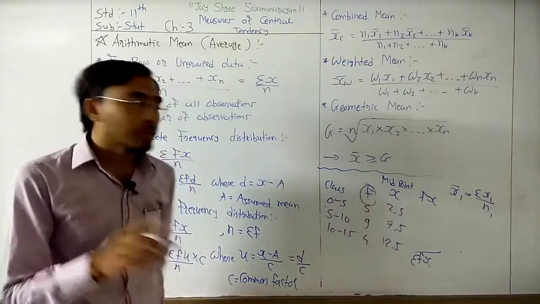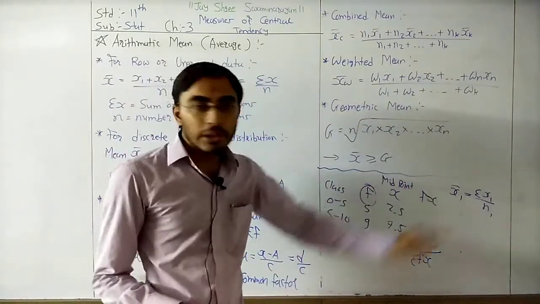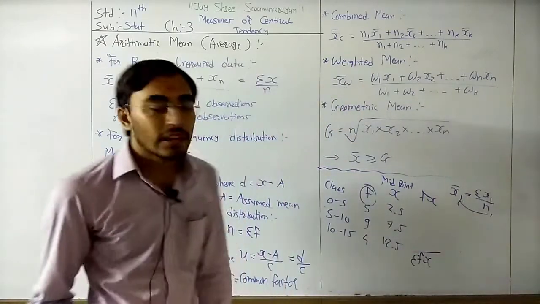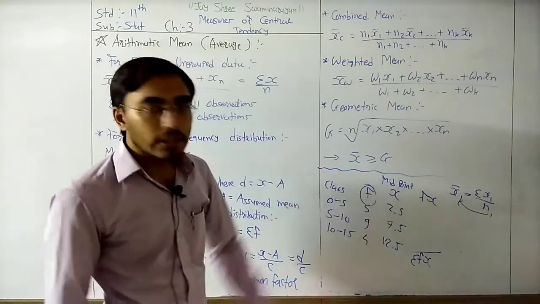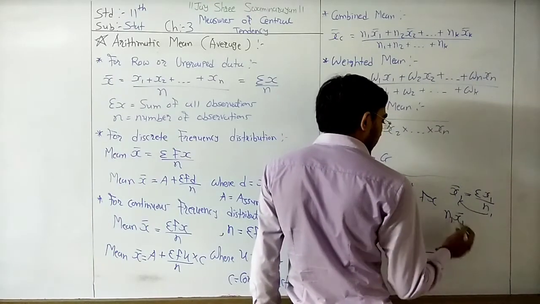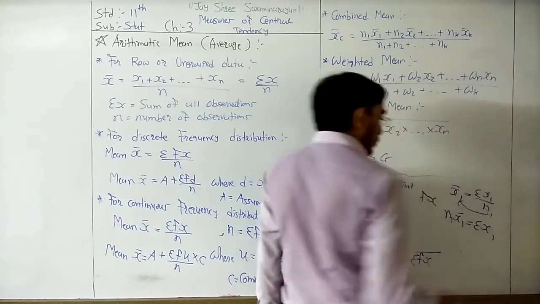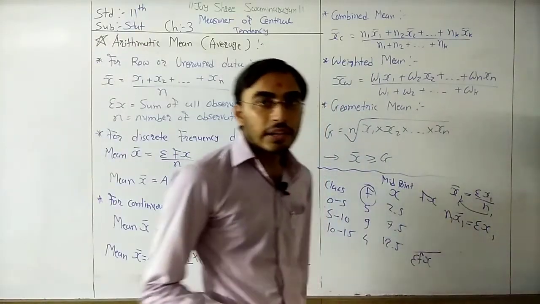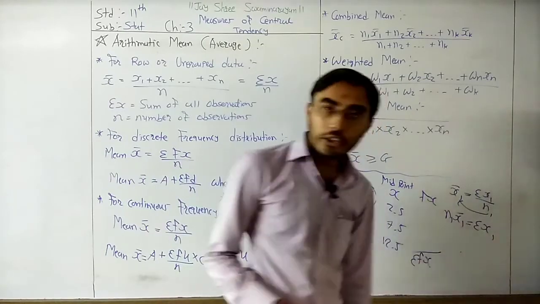x1 bar is equal to sigma x1 divided by n1. Now transfer this n1 to the left hand side. So here n1 x1 bar is equal to sigma x1, right?